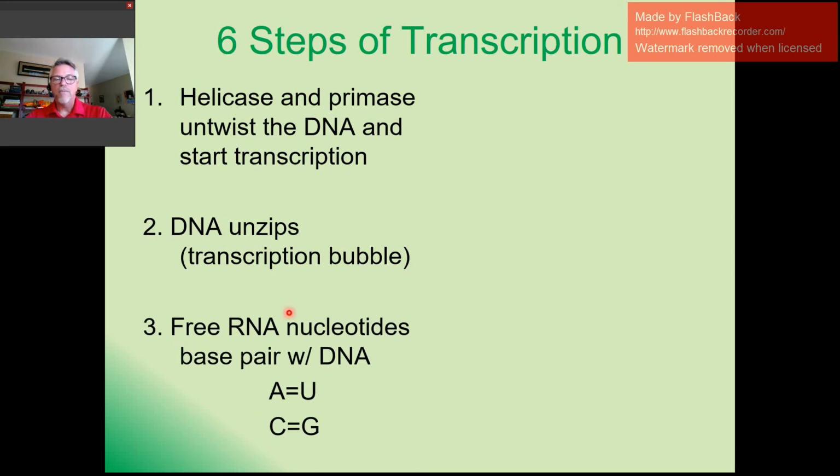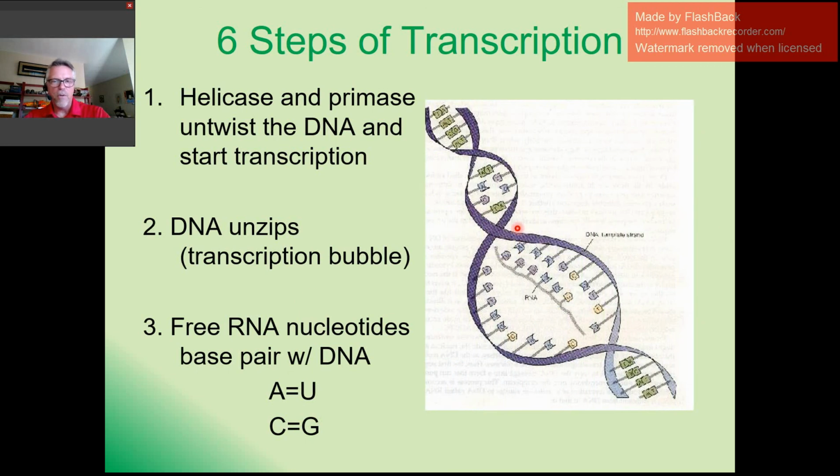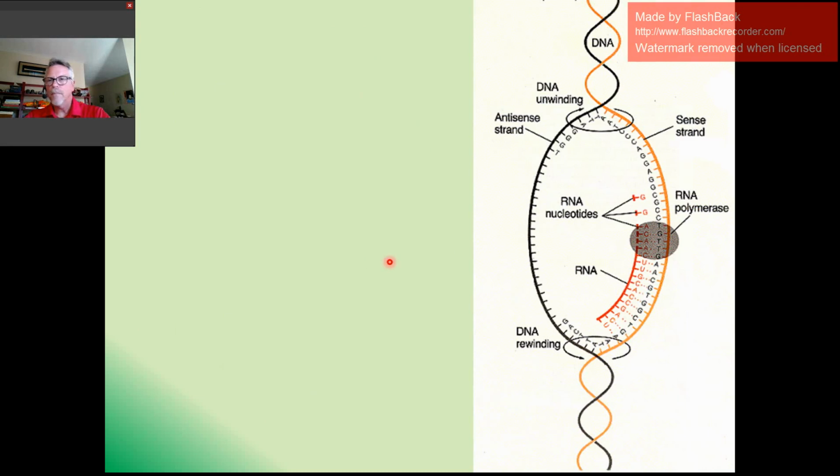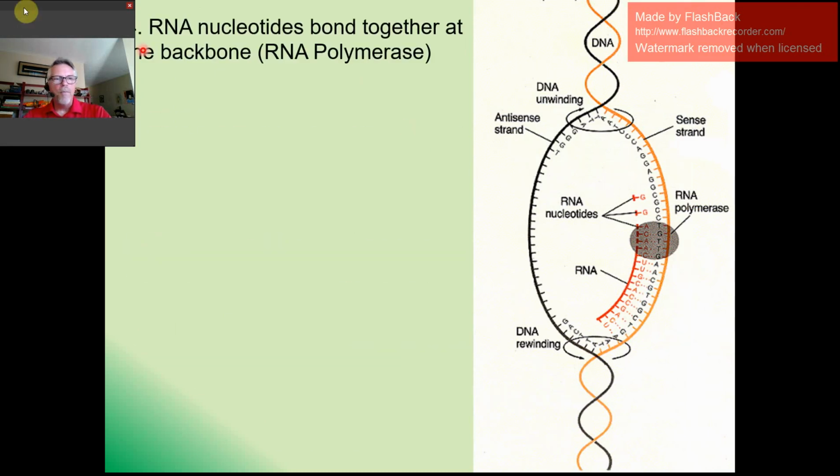The third step is for free nucleotides to base pair with the DNA. But of course, these are RNA nucleotides, not DNA nucleotides, because we want to make an RNA strand, not a DNA strand. A pairs with U and C pairs with G, like we talked about earlier. So here's a little cartoon. This is not a very good picture, sadly. So there's a better one on the next slide. I think that one's better. So let me move my picture.